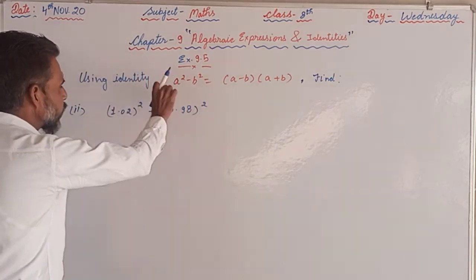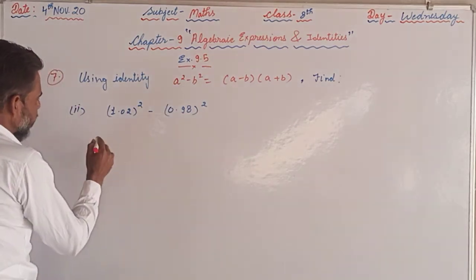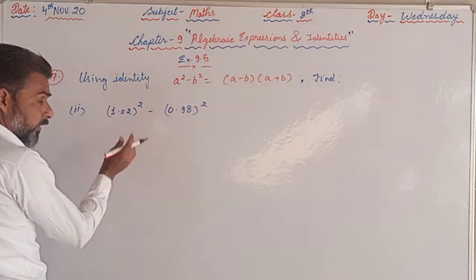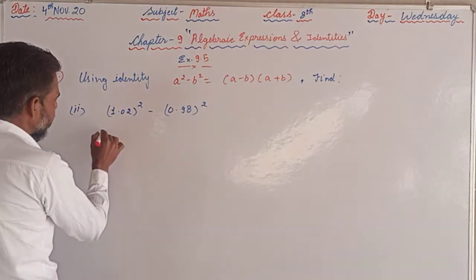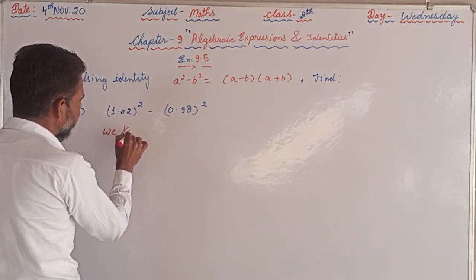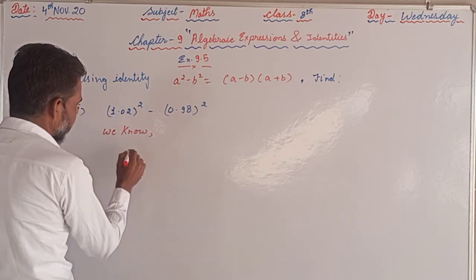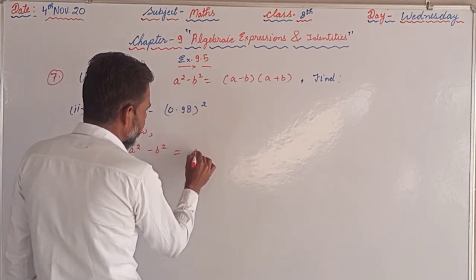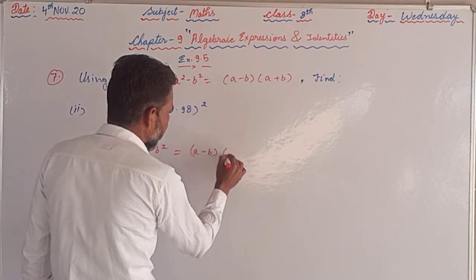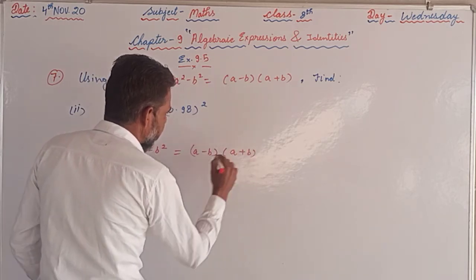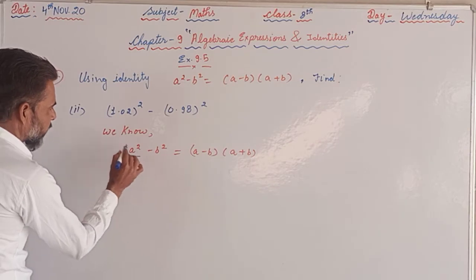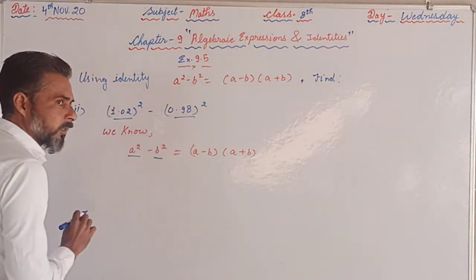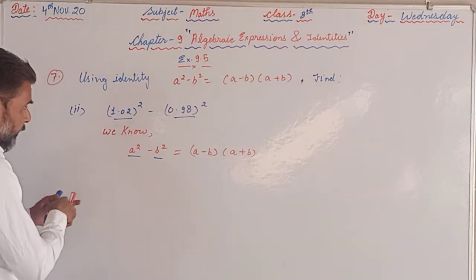So again we are supposed to use the same identity which we know. That is the method of proceeding with the question. We are supposed to write like this only. We know that a square minus b square is equals to a minus b into a plus b. Here a is 1.02, b is 0.98. So we are supposed to replace that.